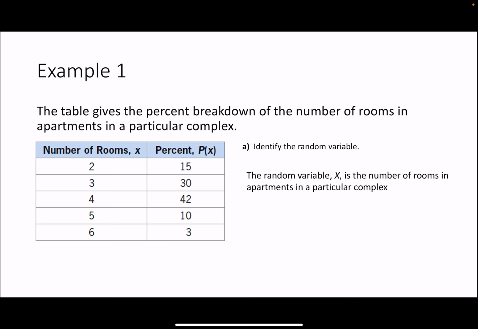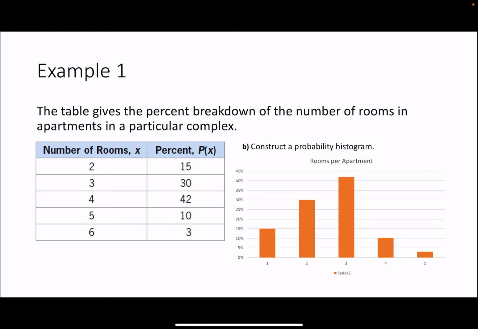So we'll start with identifying the random variable. It's the number of rooms in the apartment complex. And it's a discrete number, right? I can't have 2.5, well, maybe 2.5, but I can't have 2.459 rooms. Okay, so this is my probability histogram right here, in that I have 15% with 2 rooms. We have 3 rooms is 30%, right? 4 rooms is around 42%. And then 5 rooms is about 10%. And 6 rooms is 3% right there. So that's my probability histogram.